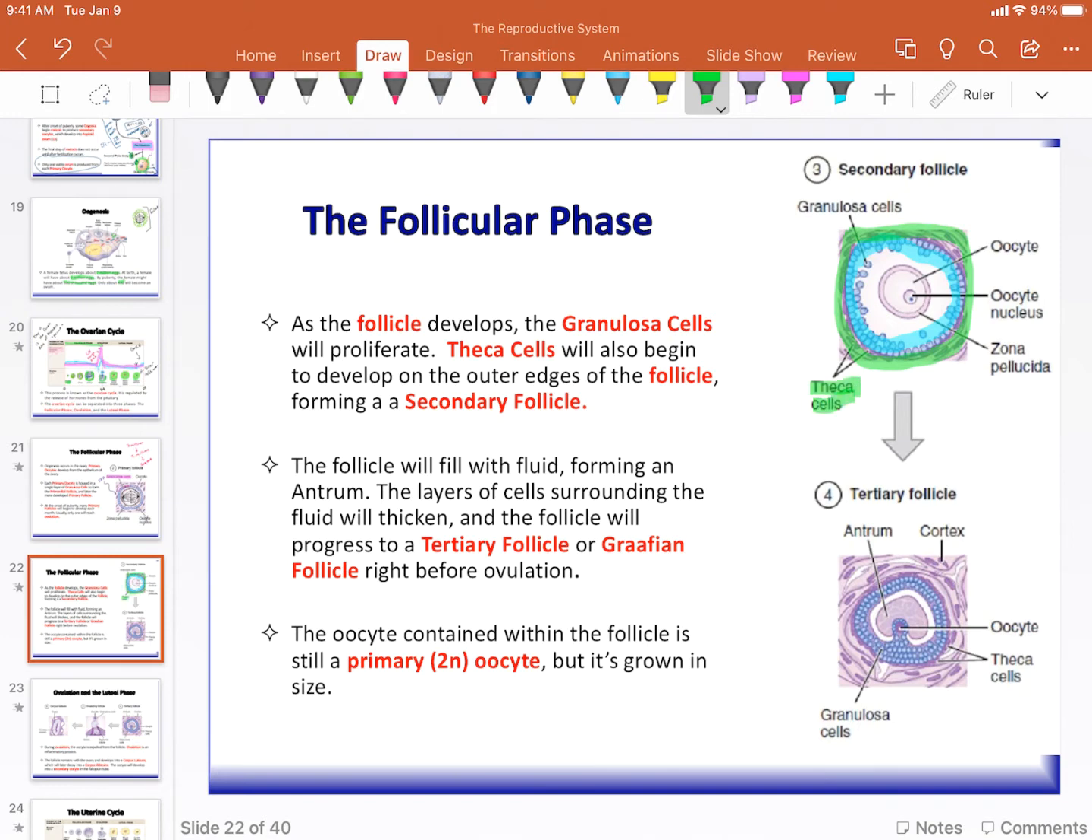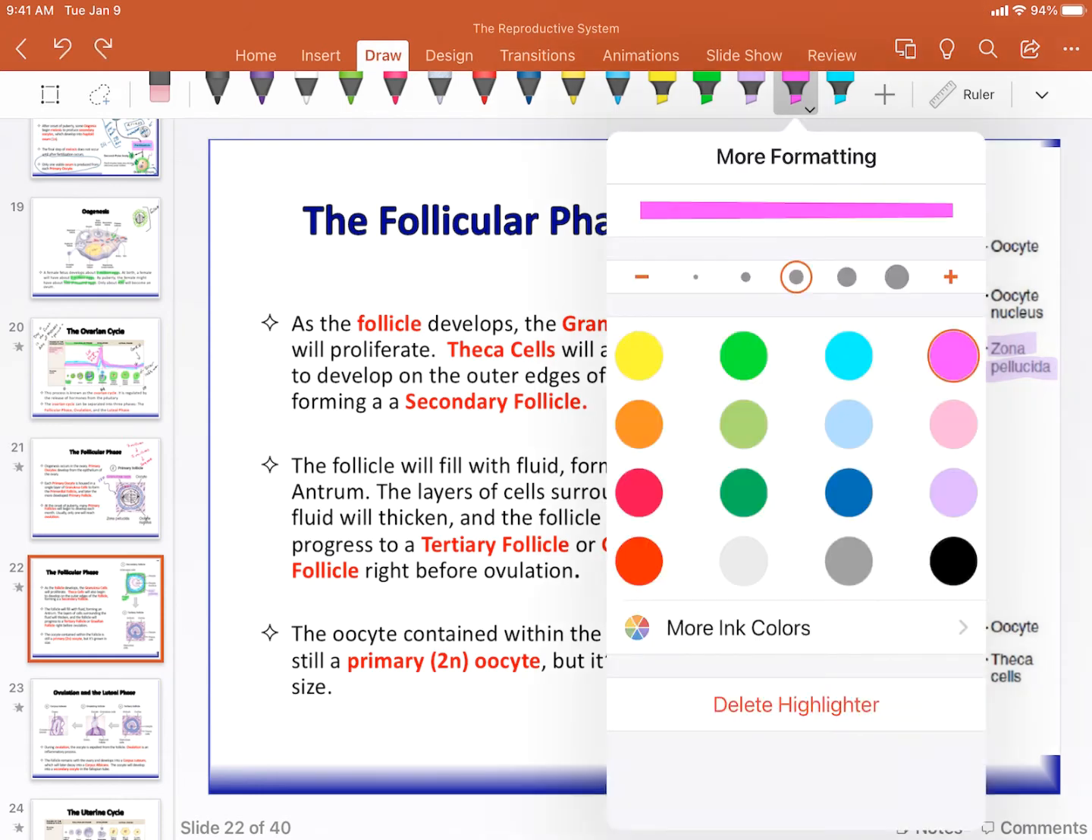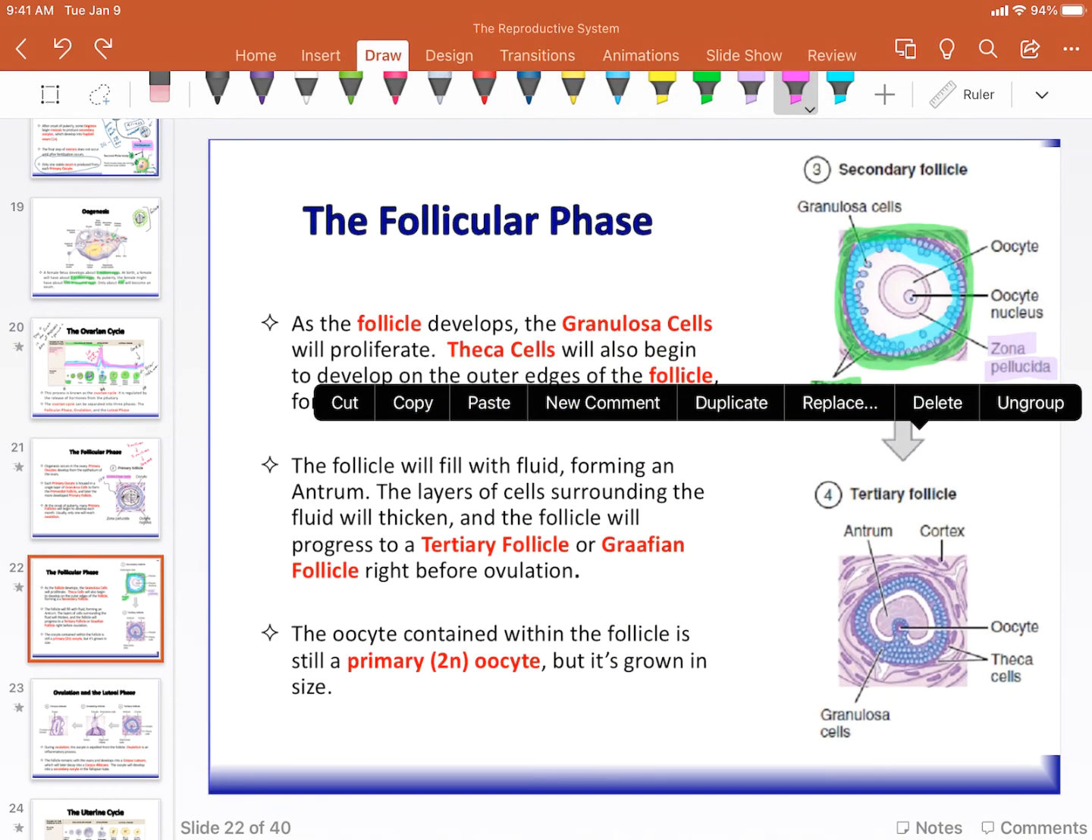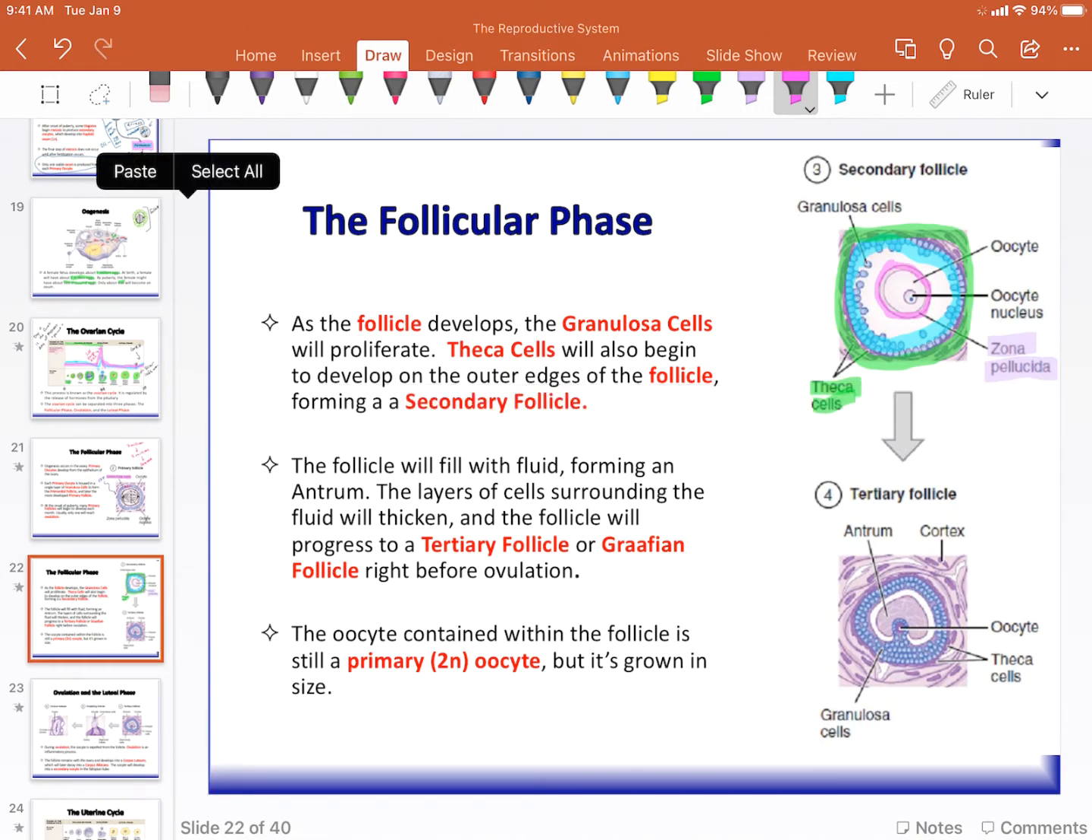Okay. Now, the zona pellucida, and I'm not entirely sure I'm pronouncing that right, but bear with me. This is a protective layer that is actually going to remain with the oocyte even after ovulation. And so that is going to be found just right along this oocyte right there. Okay, and so that's the zona pellucida.